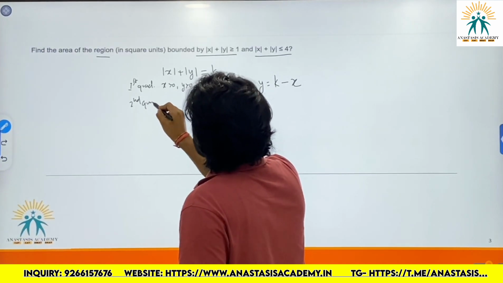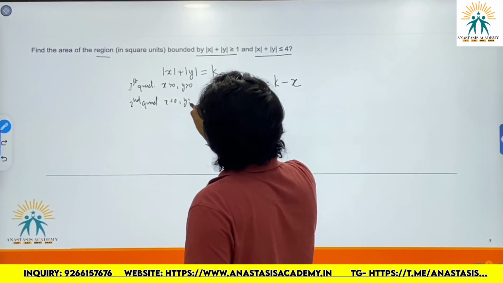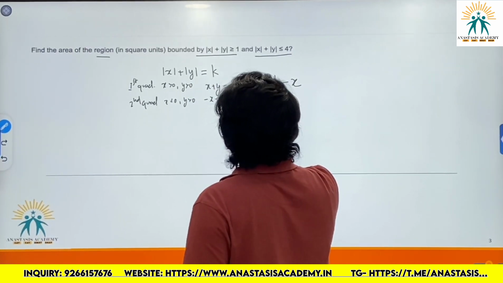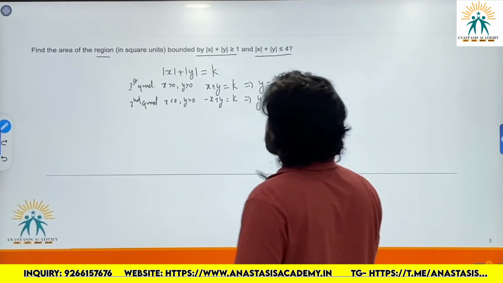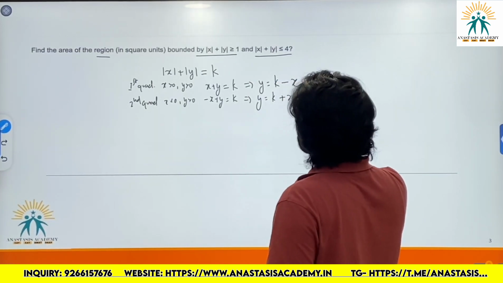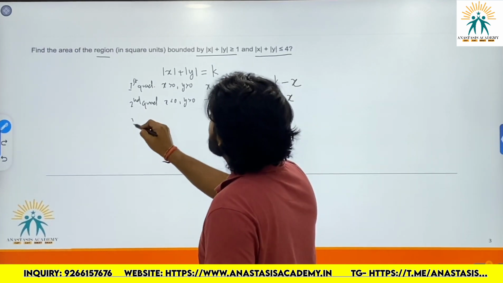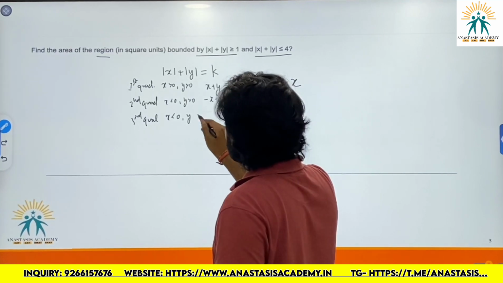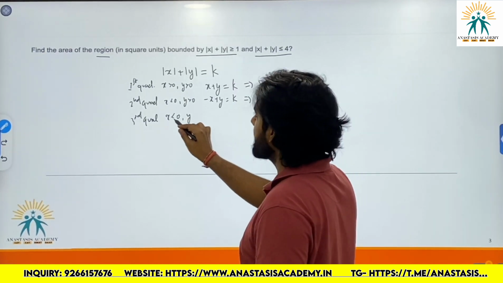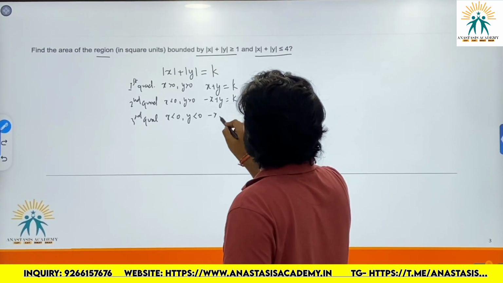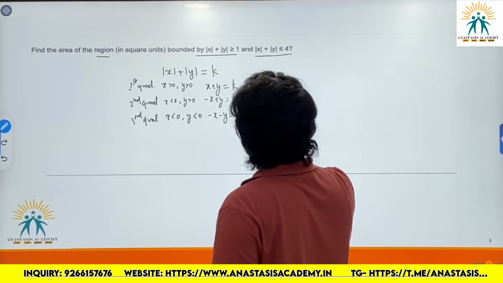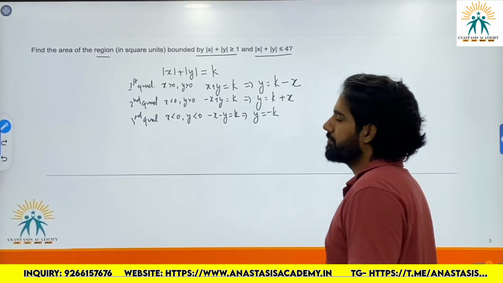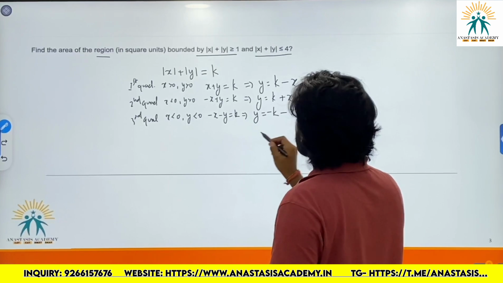Similarly, in the second quadrant, x is negative but y is positive. So this curve would be a straight line having y-intercept as plus k, but this time increasing slope of 1. And similarly for the third quadrant, x is negative and y is negative, so it becomes minus x minus y is equal to k. It will be a straight line having negative intercept of k and negative slope of 1.